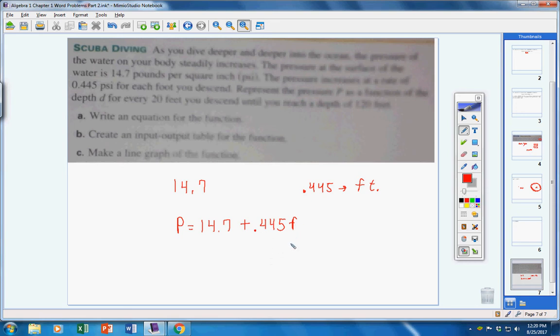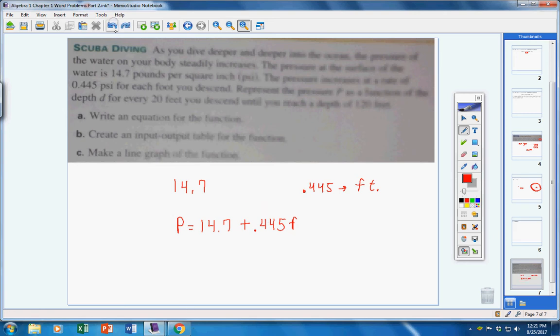So there you go. If you go down 3 feet, put a 3 in, take 0.445 times 3 plus this, you have a water pressure. If you go down 8 feet underwater, take 0.445 times 8 plus this, it gives you the pressure at 8 feet, okay? So there's your equation for the function, okay?